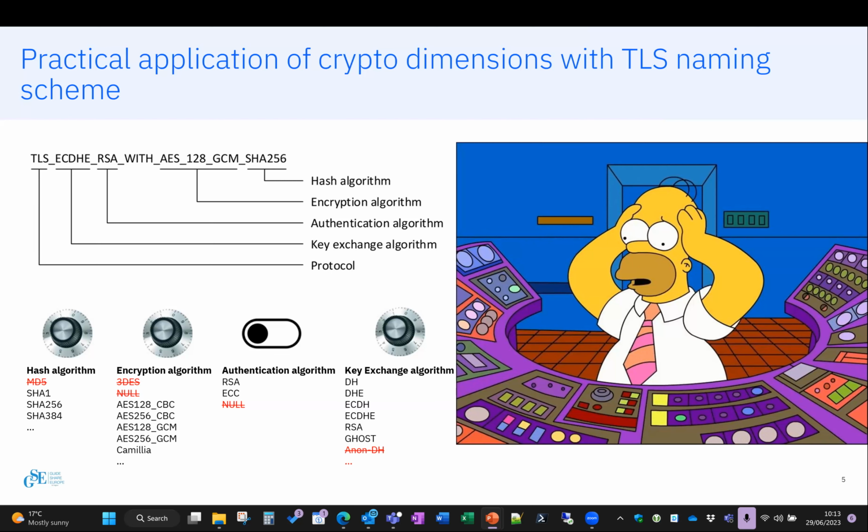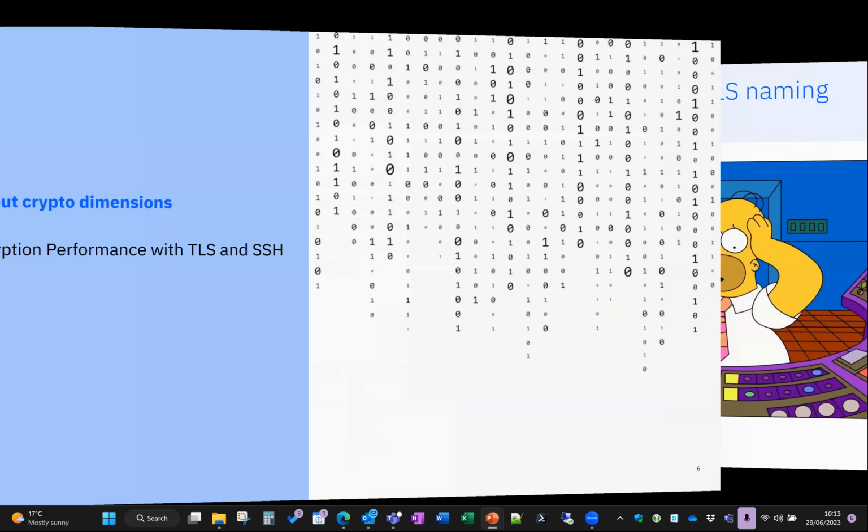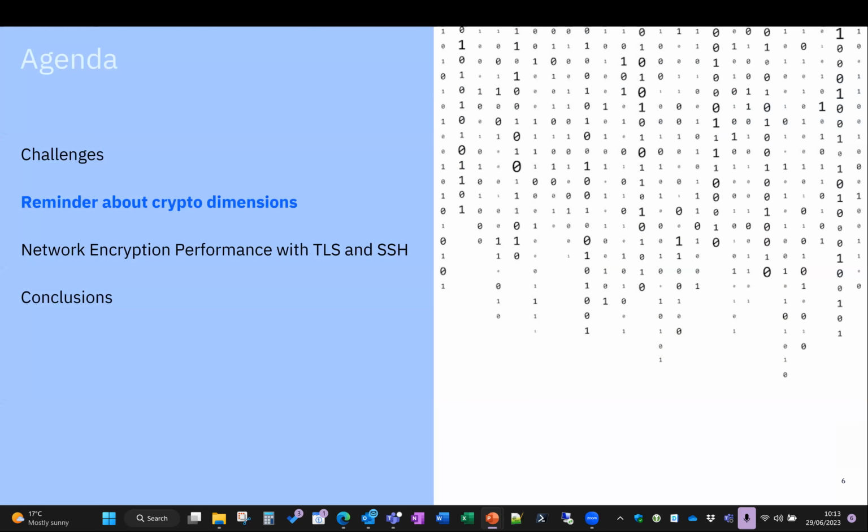But you have to know the reason why you are selecting one cipher suite versus another. Security, performance, good reason. Compatibility, maybe another good reason. Okay. So I'm going to focus on different aspects of these crypto dimensions to let you know the reason why and what may be the performance impacts on the Z systems.